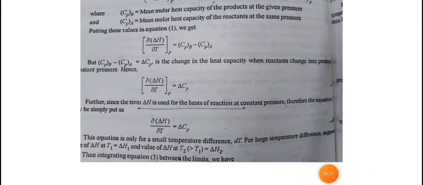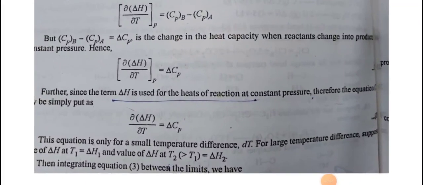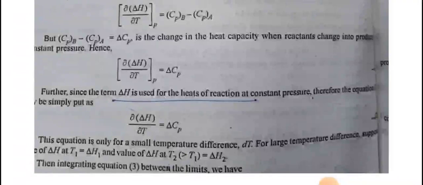But Cpb minus Cpa is equal to delta Cp, the change in the heat capacity when reactants change into products at constant pressure. Hence, delta H divided by delta T at constant pressure is equal to delta Cp. Further, since the term delta H is used for the heats of reaction at constant pressure, the equation can be simply put as delta H divided by delta T is equal to delta Cp. This equation is only for a small temperature difference, dT.